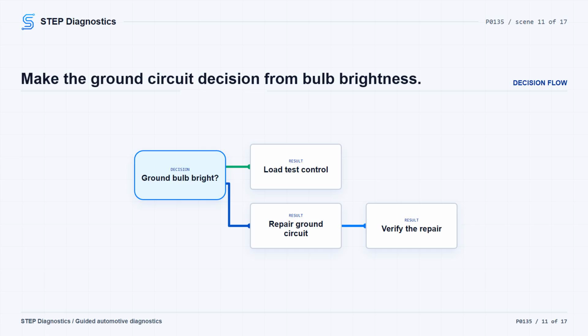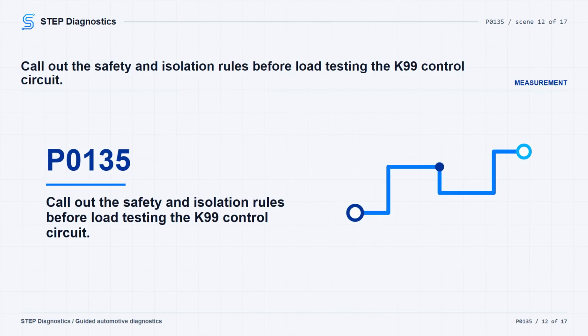If the bulb is bright, move to the heater control circuit. If it is not bright, repair the ground circuit for an open or high resistance, then verify the repair and confirm the code stays gone. Then isolate and load test the O2 sensor 1/1 K99 heater control circuit for high resistance. The ignition must be off for this load test.